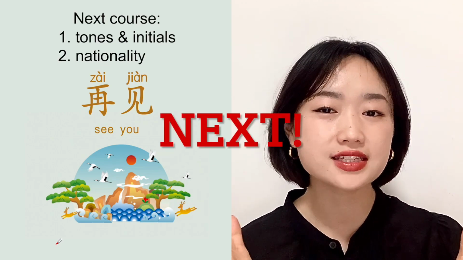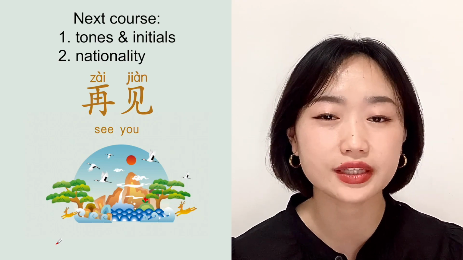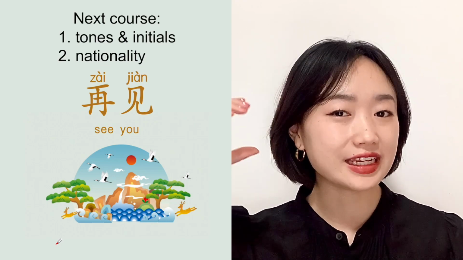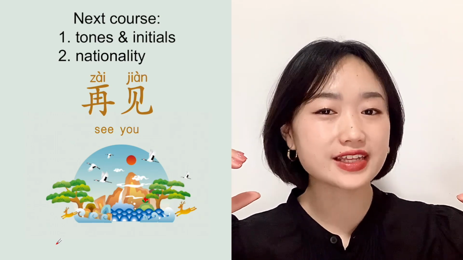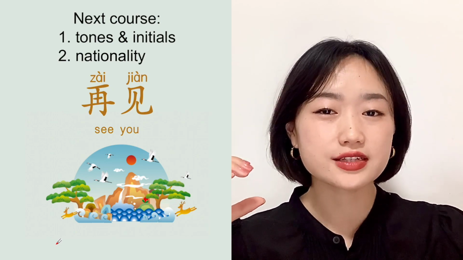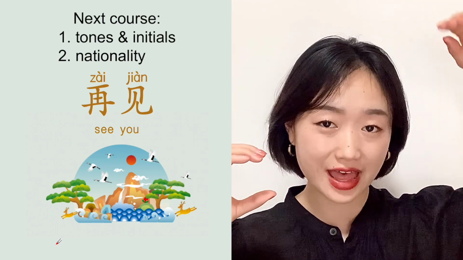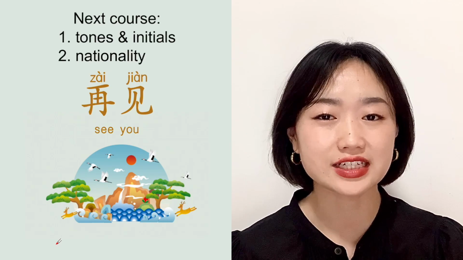Okay, on our last course, we will learn the tones and initials of the Chinese pinyin. Do you still remember the Chinese pinyin has 3 parts, initials, finals, and tones? We have finished the second part, which is also the most difficult part. So now, on the last course, we will learn the initials and the tones. And then we'll try to talk about nationality in Chinese.